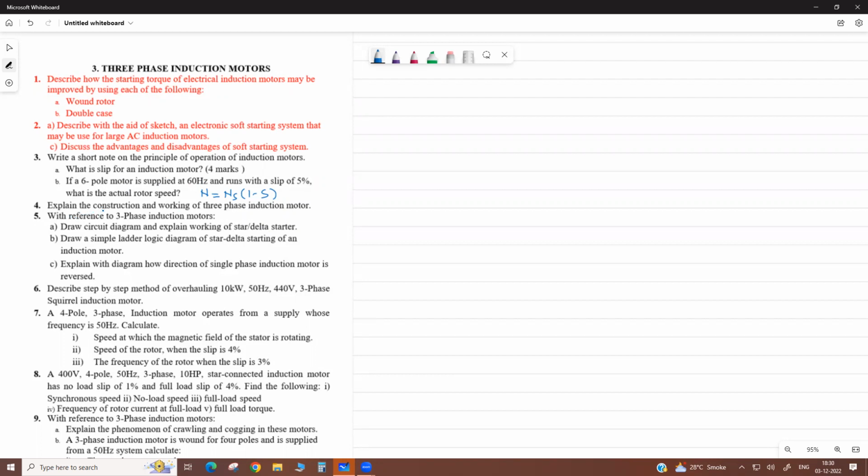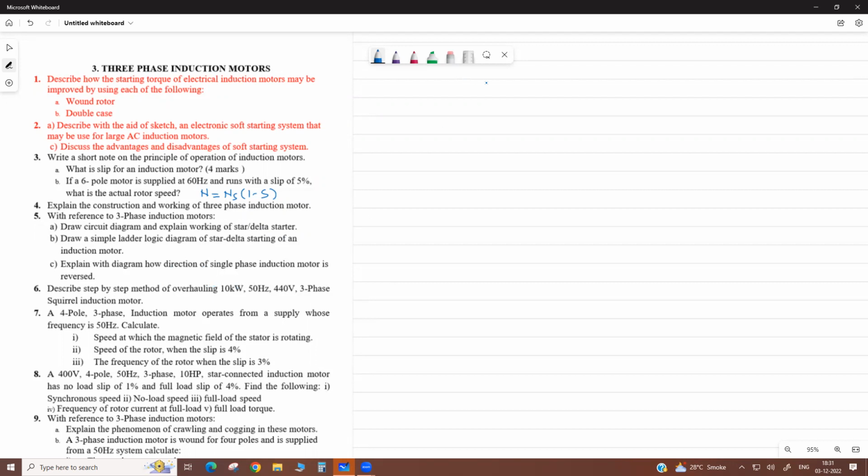Explain the construction and working of three-phase induction motor. Explain the star delta diagram and their ladder logic diagram. Sometimes they ask, in first you have to explain the power circuit diagram. Explain how the direction of single phase induction motor is reversed.